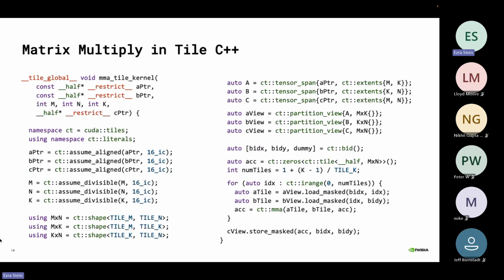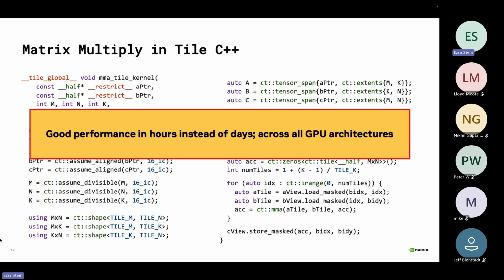All right, so here's how Tile C++ can help. This is the same code, but written in Tile C++. It's performing a matrix multiply. And I'll walk through all of this a little bit later on in the talk. But the takeaway here is that this reads essentially as single-threaded code, just traditional procedural algorithmic code. So there's no hardware resources involved. The compiler handles lowering this to essentially the same program that I showed on the earlier slide. So we'll get into the techniques for doing this, but this can give you good performance in hours instead of days, and it works across all of the GPU architectures. So the compiler handles those details.